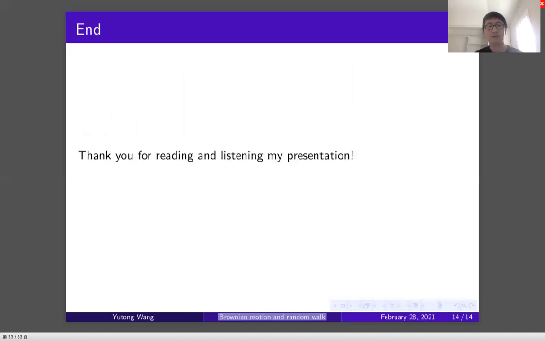Okay, so in today's presentation, I briefly talked about the connection between Brownian motion and random walk. I also introduced a realistic problem of drunk people to derive some properties of random walk in different dimensions. I hope my presentation can help you have a clear understanding of Brownian motion and the connection between Brownian motion and random walk.